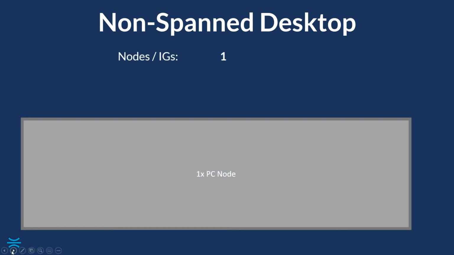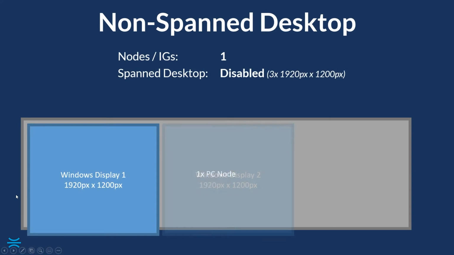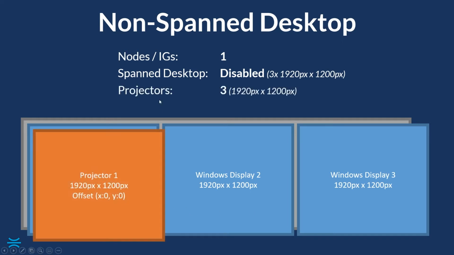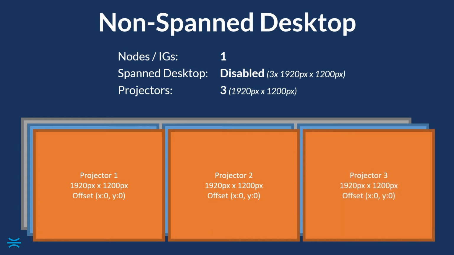So let's have a look at our first example. Our first example is a non-span desktop. So we've got one PC, and on that PC we've got 3 displays. When you go to your Windows settings, you can see 3 displays, and each of those displays has a projector attached to it. You can see in this example that the width and height of each projector is 1920 by 1200, and our offsets in each case are 0.